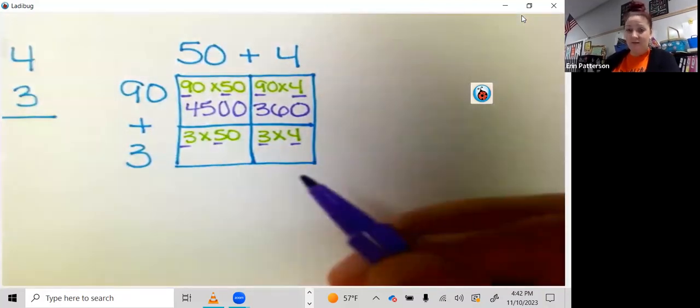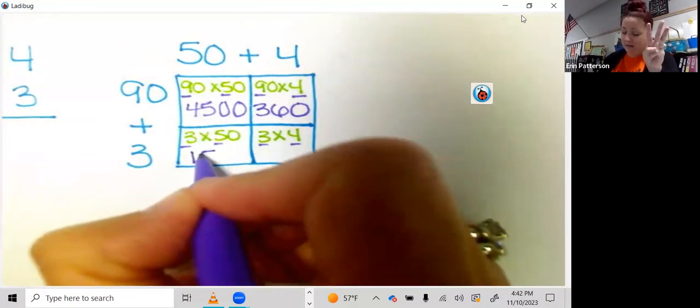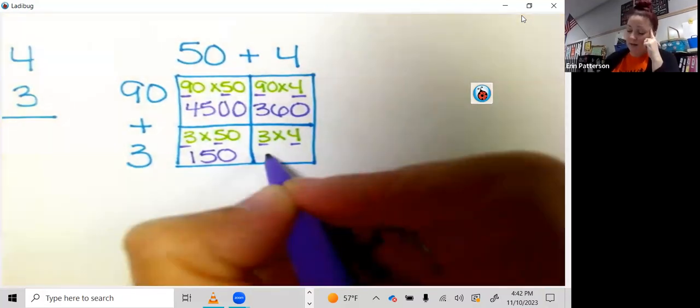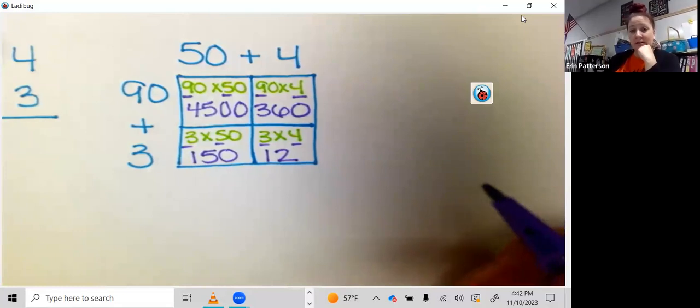3 times 5, counting by 5 is 5, 10, 15. Slap your 0 on the end. 3 times 4 is 12. These should have been your partial products. You can pause here and see if you can correctly add them up.